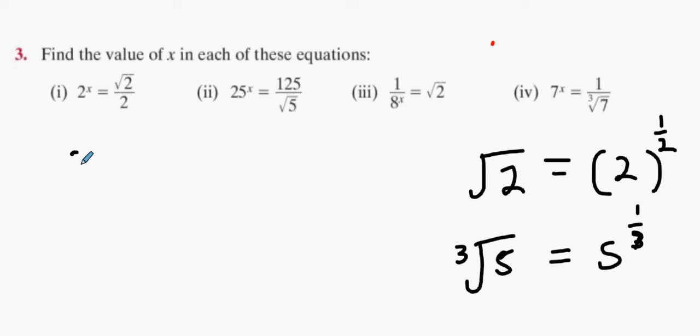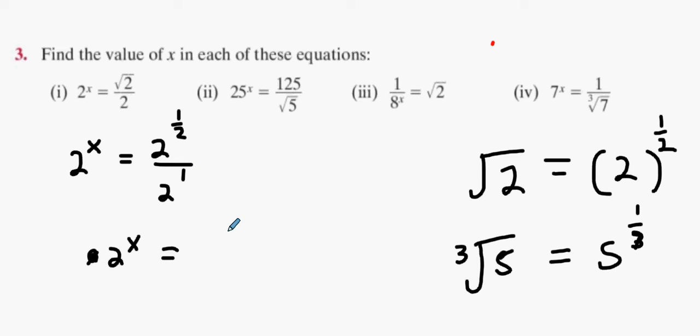So it's 2 to the power of x. Root 2 is 2 to the power of a half over 2 to the power of 1. What do you do when you're dividing powers? Subtract them, don't you? And what you get is the answer: a half take away 1. Alright, that's how easy that was.